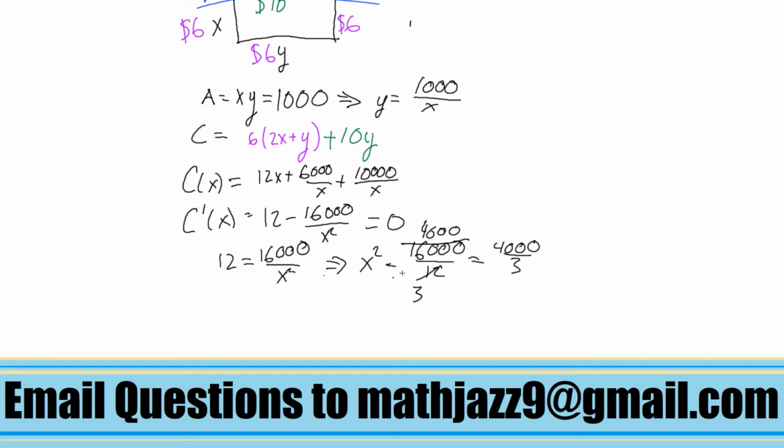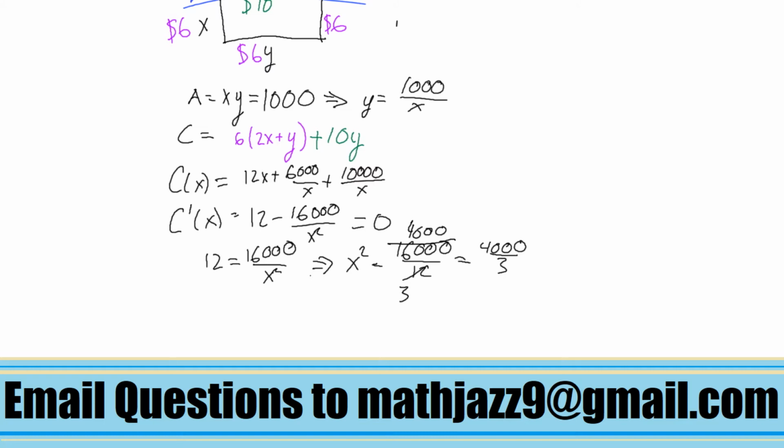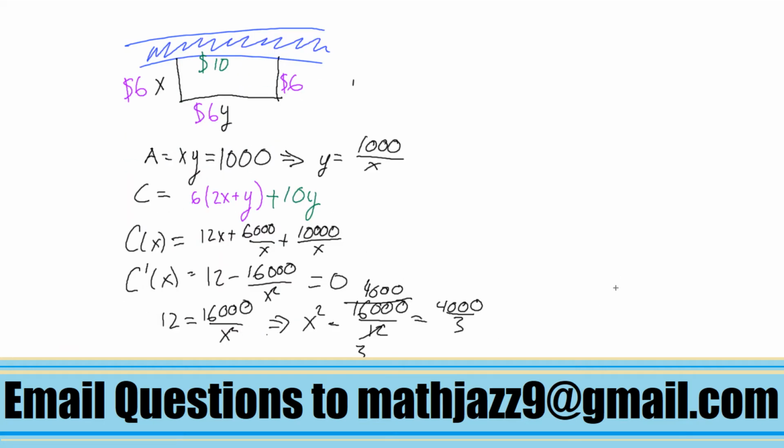Now we take the square root. We're going to move a little bit this way and start a new column. So x equals the square root of 4,000 over 3. The square root of 4,000 is not a great number. Well, we get a 2 times a 10 times the square root of 10 over 3. Square root of 3. There we go. This is our value for x.